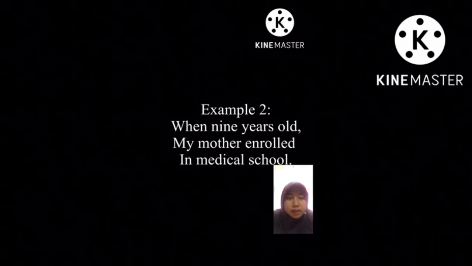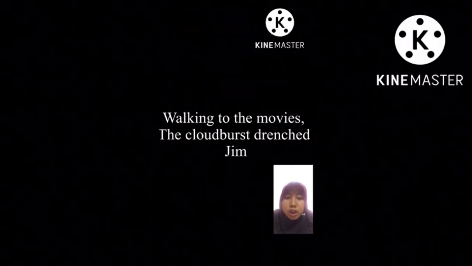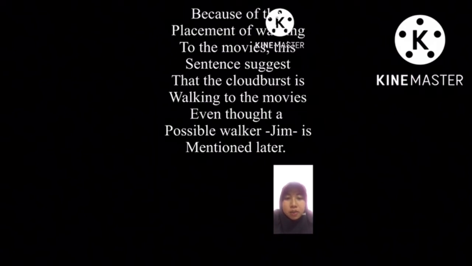Example number 2. When 9 years old, my mother enrolled in medical school. The dangling modifier is when 9 years old. The sentence means that my mother enrolled in medical school when she was 9 years old. At other times, the dangling modifier is placed next to the wrong noun or noun substitute. The next example is: walking to the movies, the cloudburst drenched him. The dangling modifier is walking to the movies because of its placement. This sentence suggests that the cloudburst is walking to the movies even though a possible walker, Jim, is mentioned later.